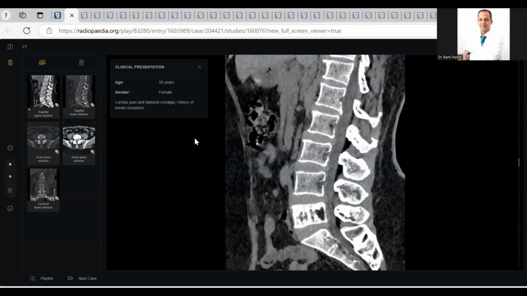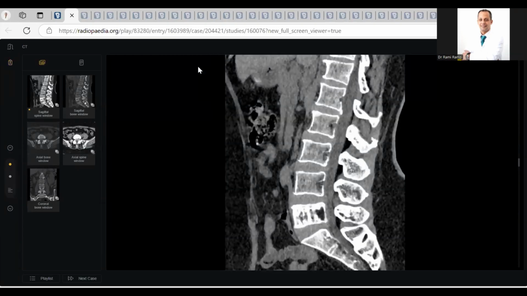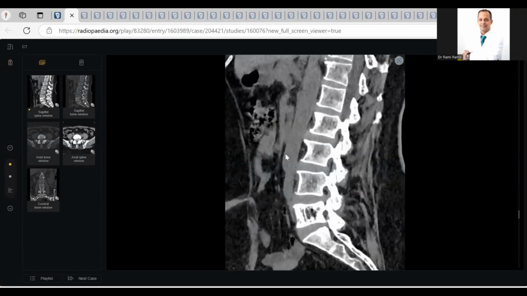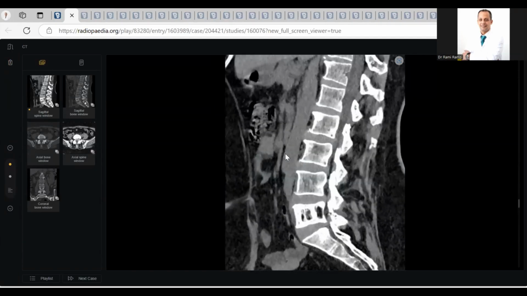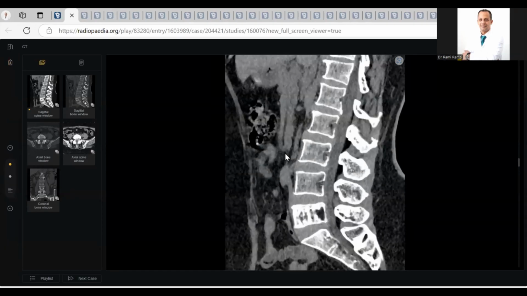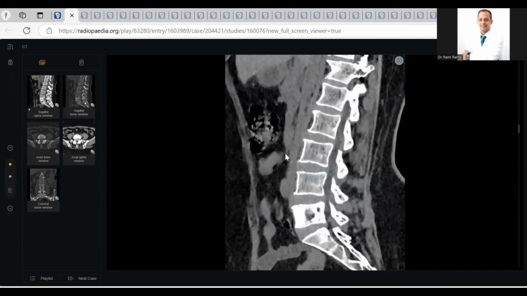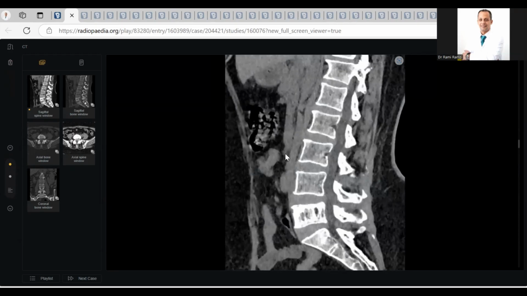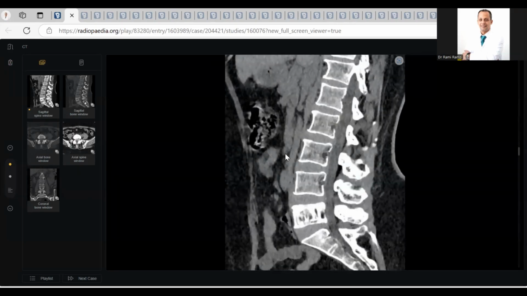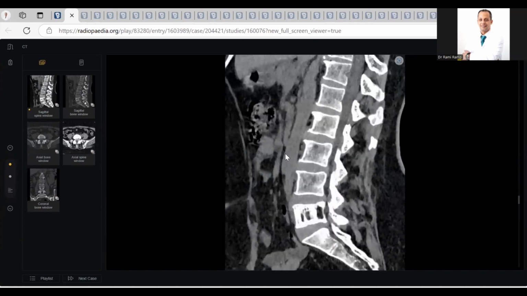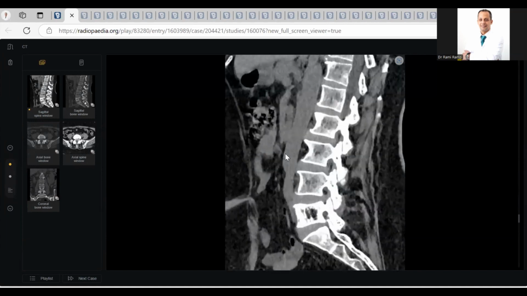A 55-year-old female patient with lumbar pain. She has a history of breast neoplasm. Provided are sagittal images of CT of the lumbar spine with history of previous breast malignancy. There are some lytic areas seen in the L5 vertebral body.